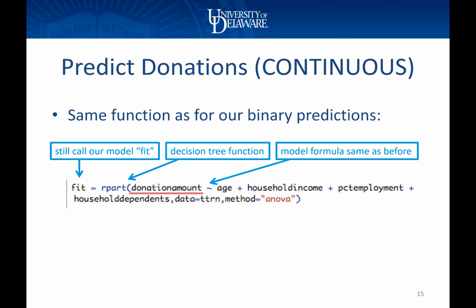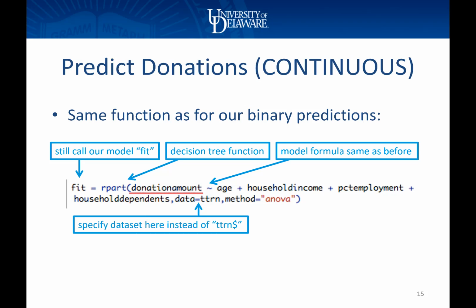This is the donation amount. It's the dollar amount. It could be $40. It could be $200,000. We're going to specify that data set here. Data equals ttrain instead of using ttrain dollar in front of every variable. And finally, when we type method equals ANOVA, it's a regression tree.